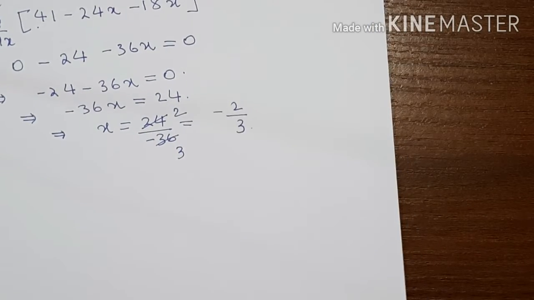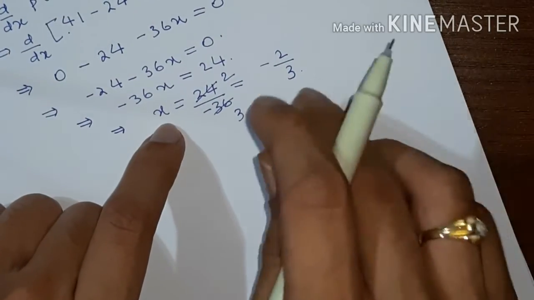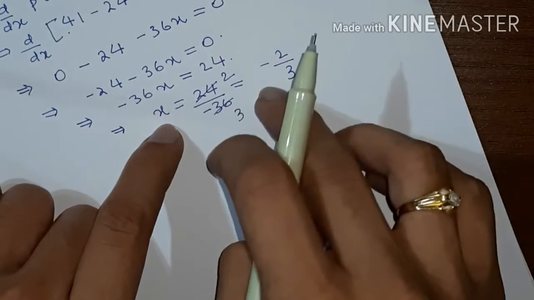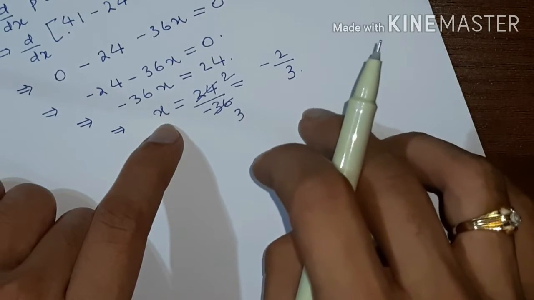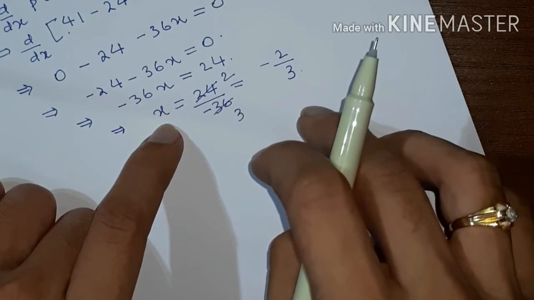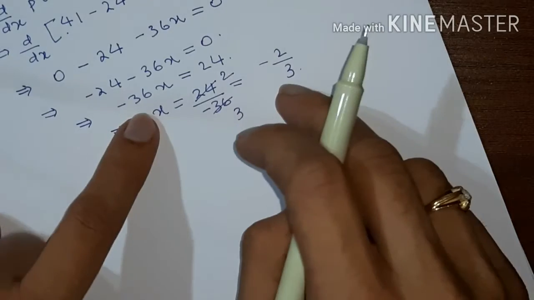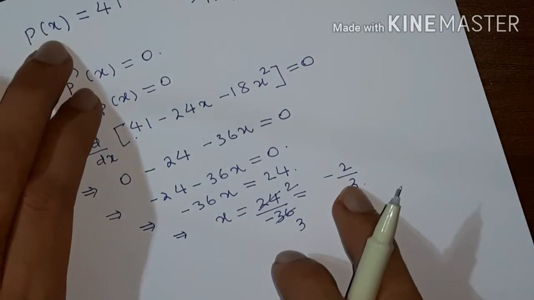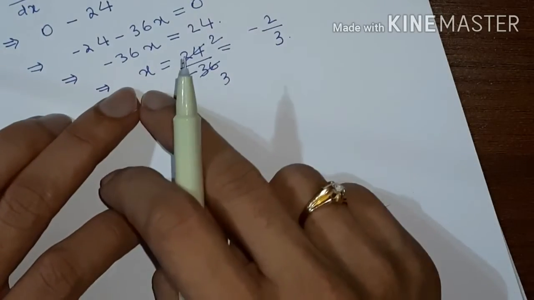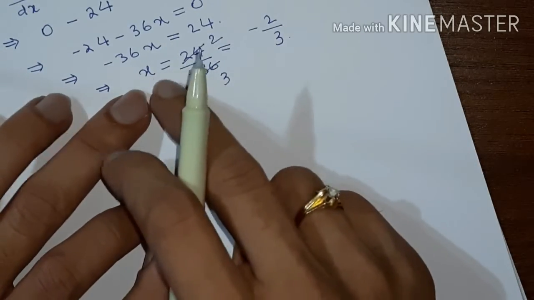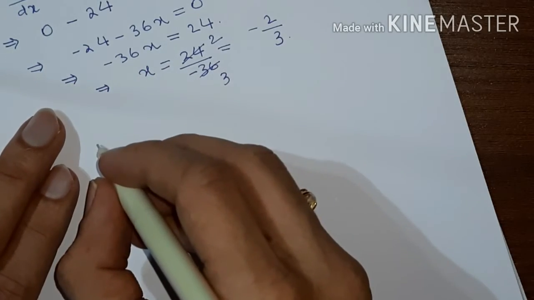So this x cannot be considered as the number of products, because x cannot be negative. So you consider this x as some other quantity, not the number of products. So p of x is the profit function with this x. So x is equal to minus 2 by 3.